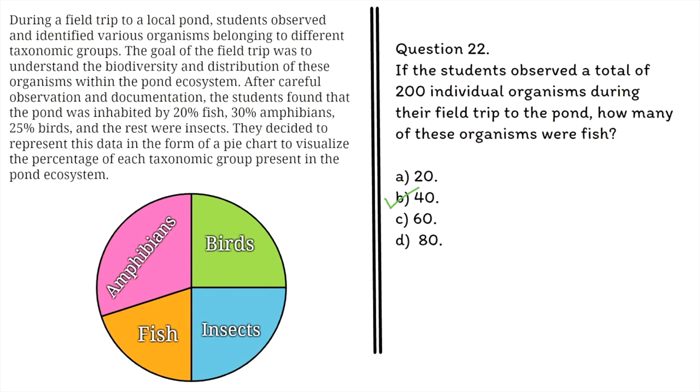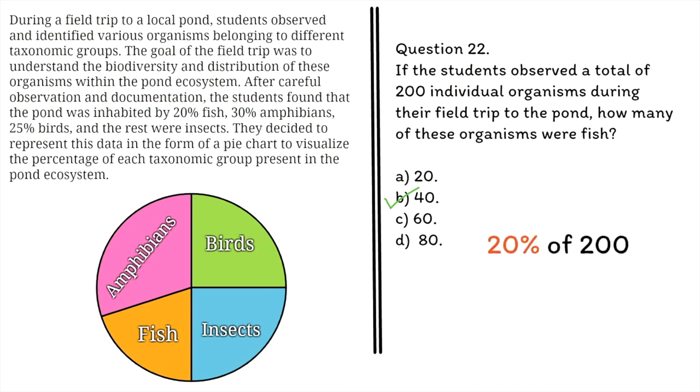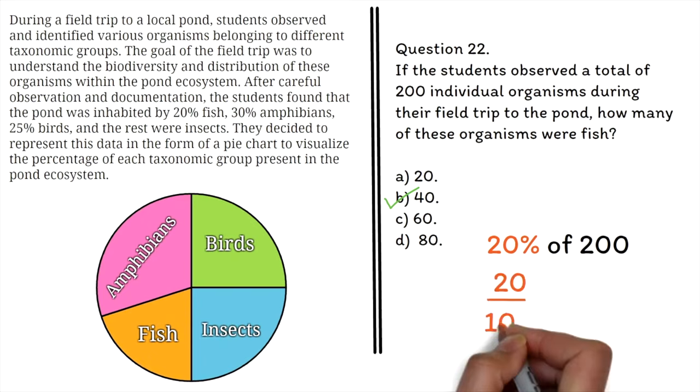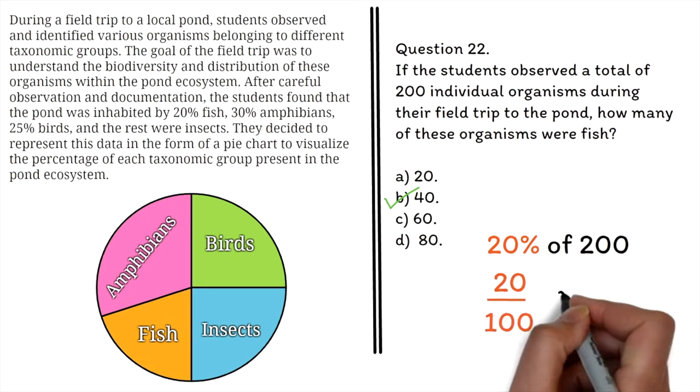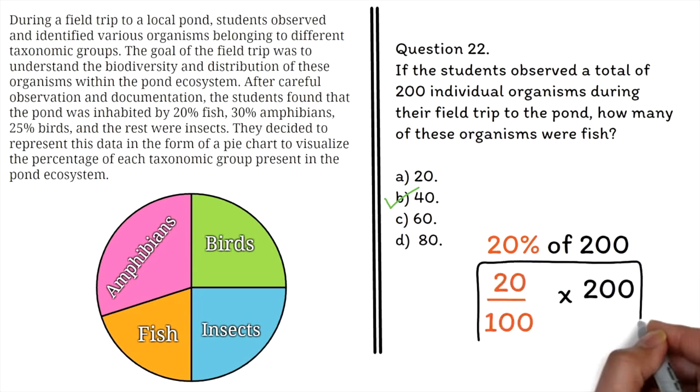For this pie chart, we are given the percentages. This question is asking us to find the actual value of the fish. To do this, we have to find 20% of the total 200, since the percentage of fish is 20%. 20% is the same as 20 over 100. Of in math means multiplication. Then we have our 200. We can now work this calculation out to get 40 as our answer.